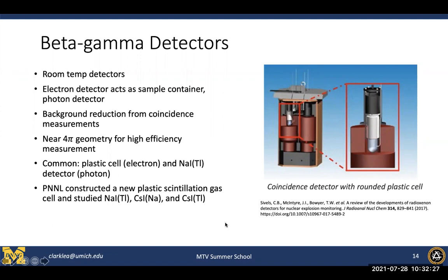And the common system used for the IMS uses this plastic cell, as I mentioned here, and then a sodium iodide detector to collect the gamma rays. And actually, PNNL constructed some new plastic scintillating gas cells, and they've been studying different combinations of those to help improve the gamma detection systems.